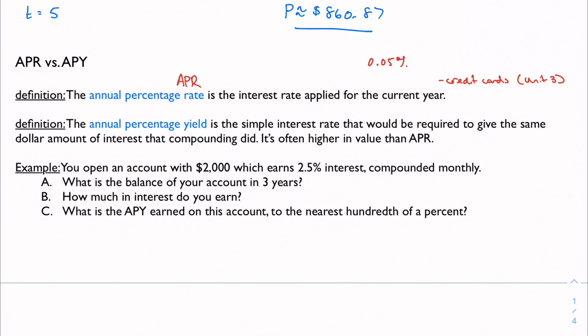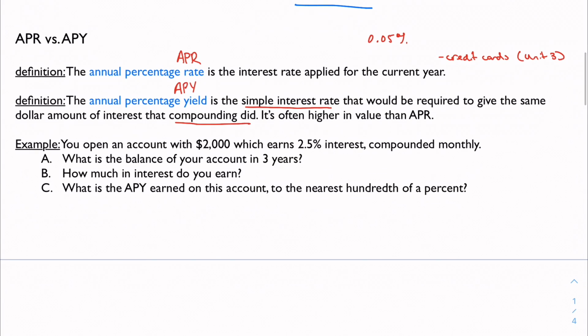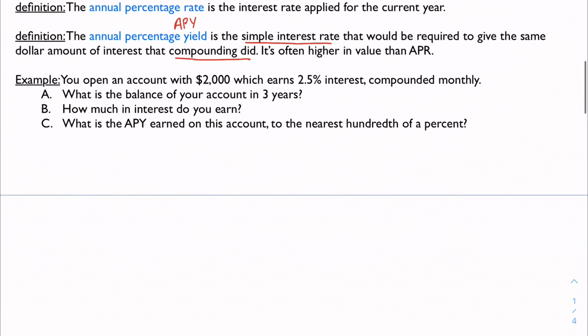Your annual percentage yield is something that you see a lot more frequently when you talk about things like CDs and long-term savings vehicles. And it's the simple interest rate that would be required to give the same dollar amount of interest that compounding actually did. And it's often higher than the APR. We'll talk about why that might be and why it's used for marketing later on. So what it says, and I know there's a problem here, but I'll come back to that problem in a second.